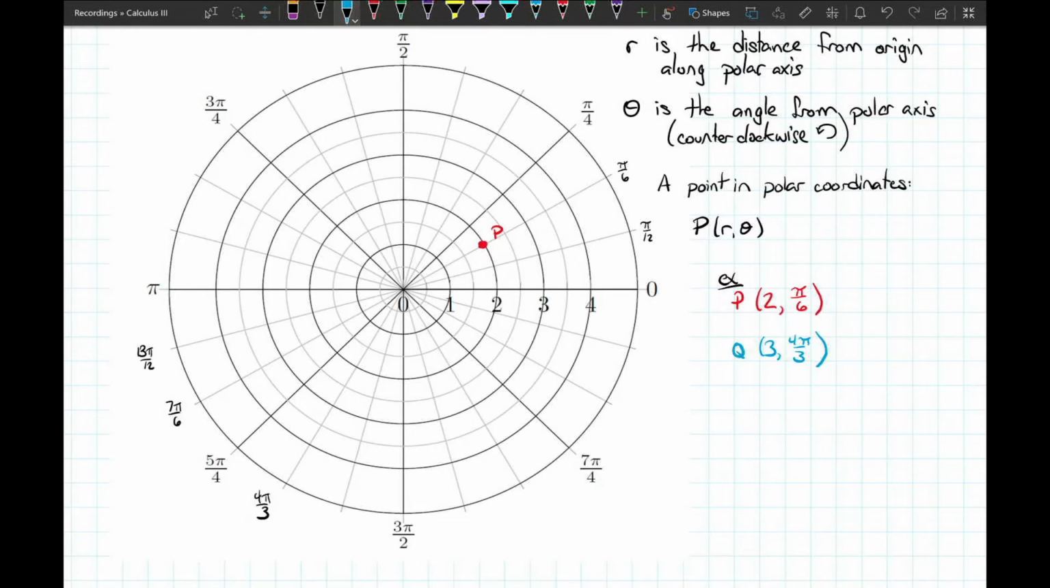And there's our direction, and we need to travel 3 units outward. 1, 2, 3, and there's our point Q. All right, well now let's see if we can also use negative values for theta and for r.